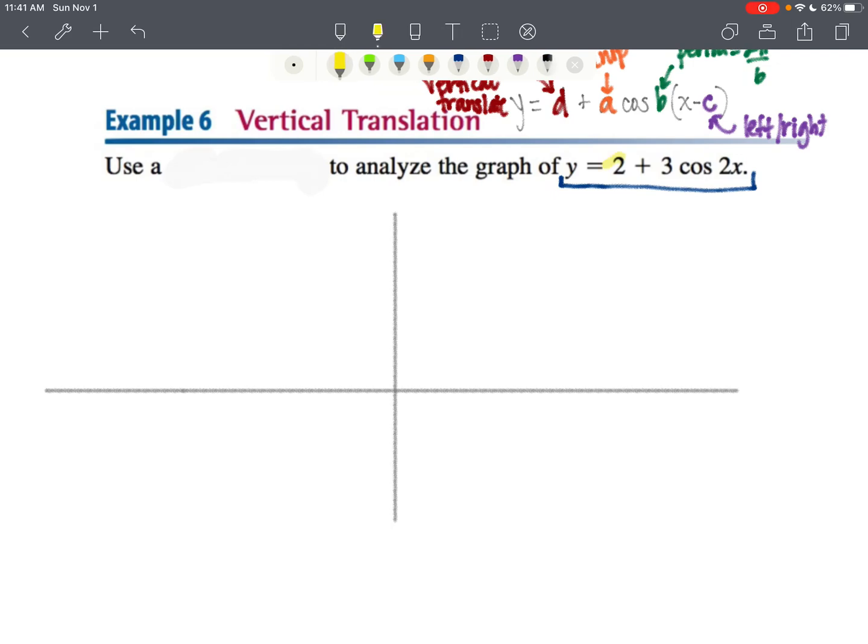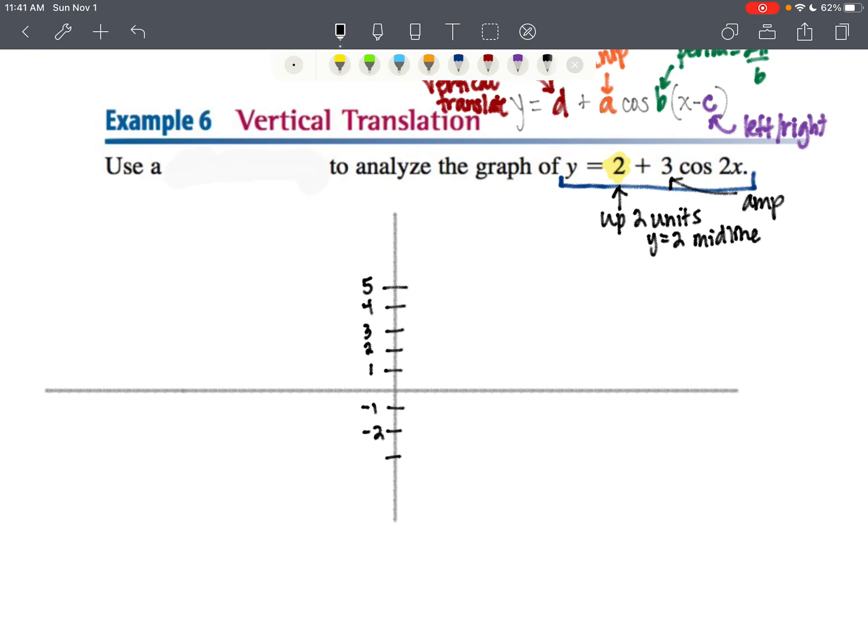So this part right here tells us that we need to shift up 2 units, right? So the midline is going to be at y equals 2. That's our midline. And then what does this 3 tell us? It tells us that's the amplitude. So if our midline is at y equals 2, we're going to have to go as high as 5. So we'll have to go as high as 5. 1, 2, 3, 4, 5.